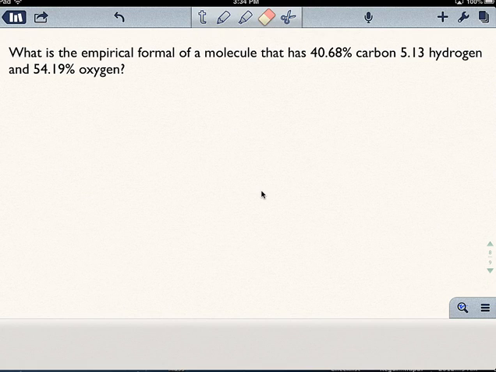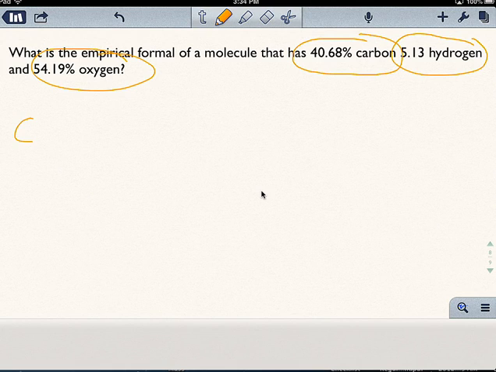Guys, moving on to the next one, it is asking us what is the empirical formula of a molecule that has 40.68% carbon, 5.13% hydrogen, and 54.19% oxygen. To set this up, we're dealing with our carbon, our hydrogen, and our oxygen. We're going to assume that we have a 100-gram sample, meaning all we have to do to change these percents to grams is just write them as grams.